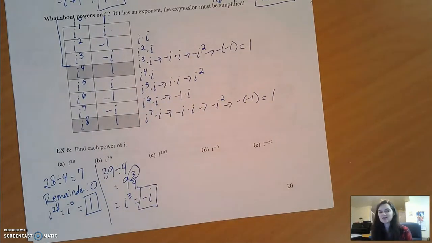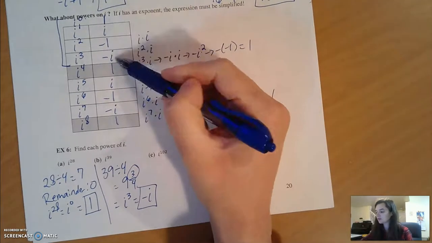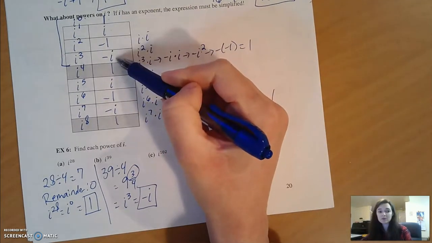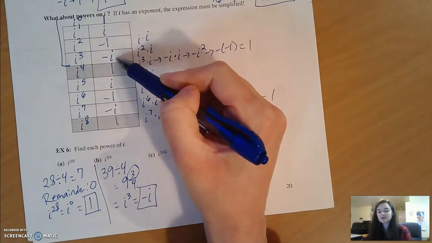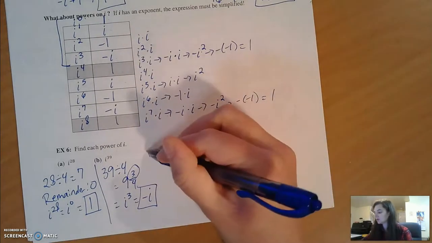And see, that's not that bad. Really, if you have these 4 memorized, or honestly, if you don't have them memorized, you can make that chart pretty fast and easy for yourself. Then you can do these quickly.